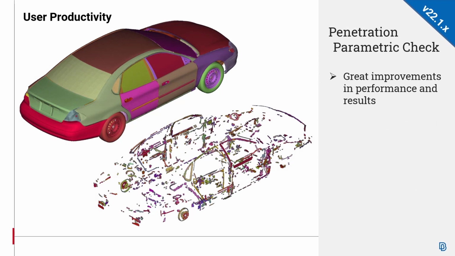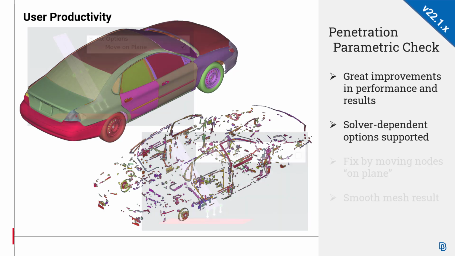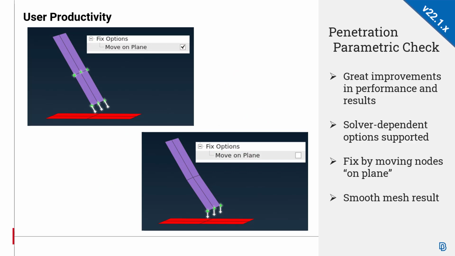In version 22.0, the performance of the penetration parametric check has been greatly improved, and various solver-related options have been supported. In version 22.1, a new option has been added to the fix function and can be used at areas where perpendicular flanges penetrate to obtain a smooth mesh result.